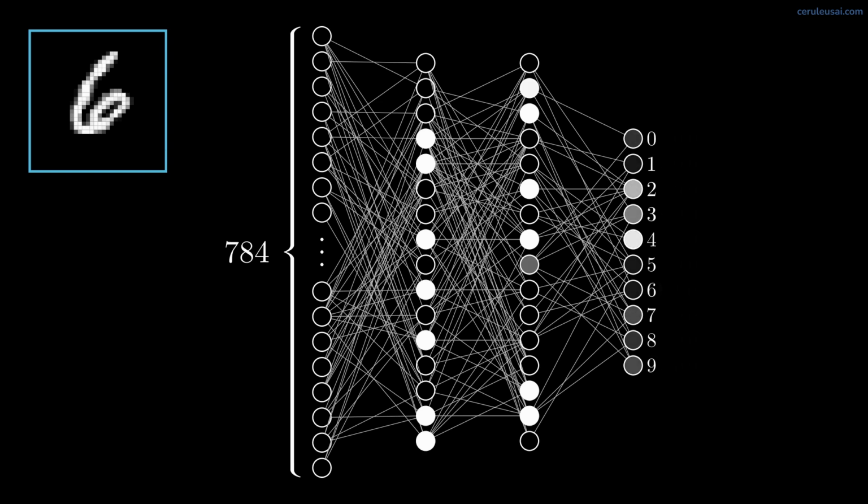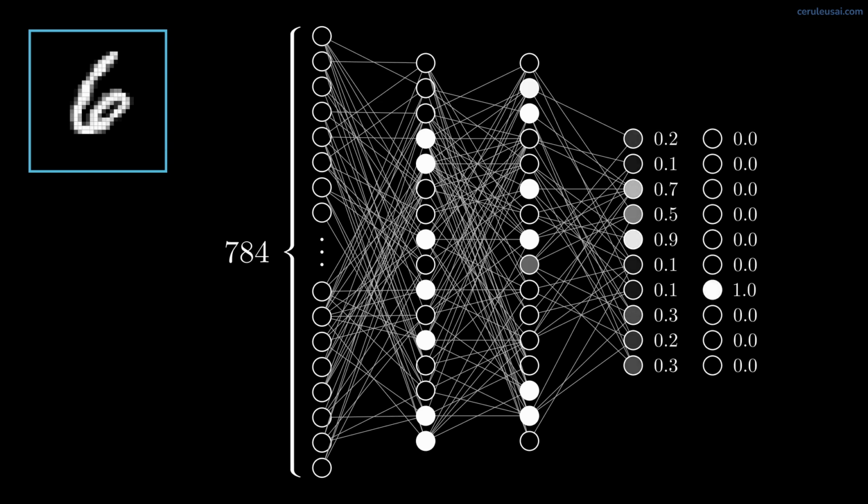Maybe its final layer output numbers look like 0.2 for 0, 0.1 for 1, or 0.9 for 4, and so on across all 10 digits. Ideally, if the input was a perfect 6, we'd want the network's neuron for 6 to light up close to 1. But our 6 neuron only lights up with 0.1, and it's not good. We need some way to quantify just how off the network's guess is. That's what the error or cost function does.